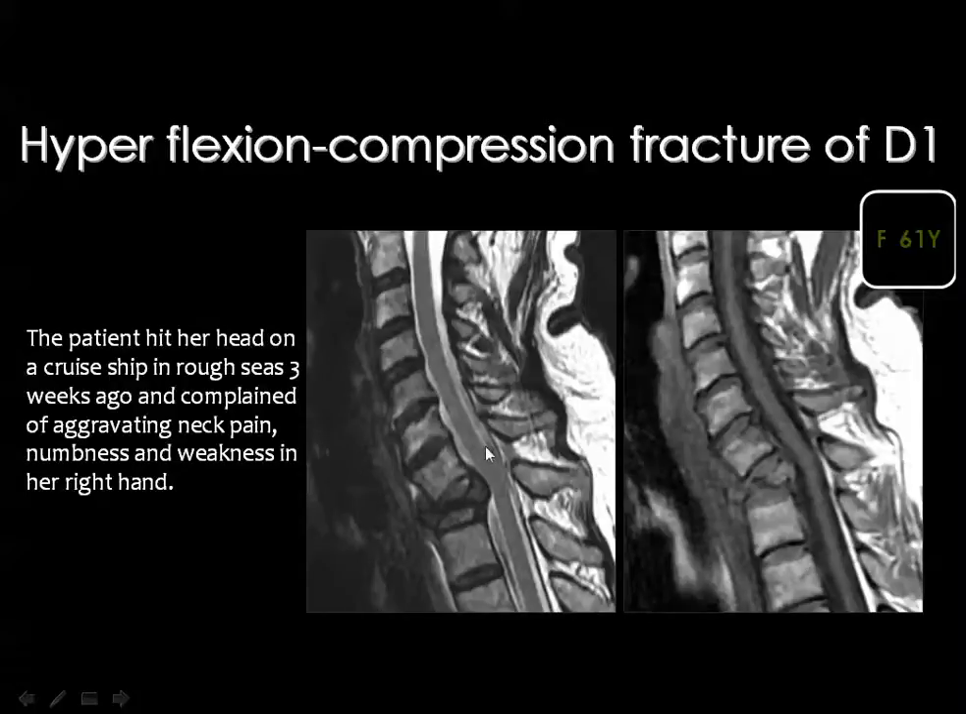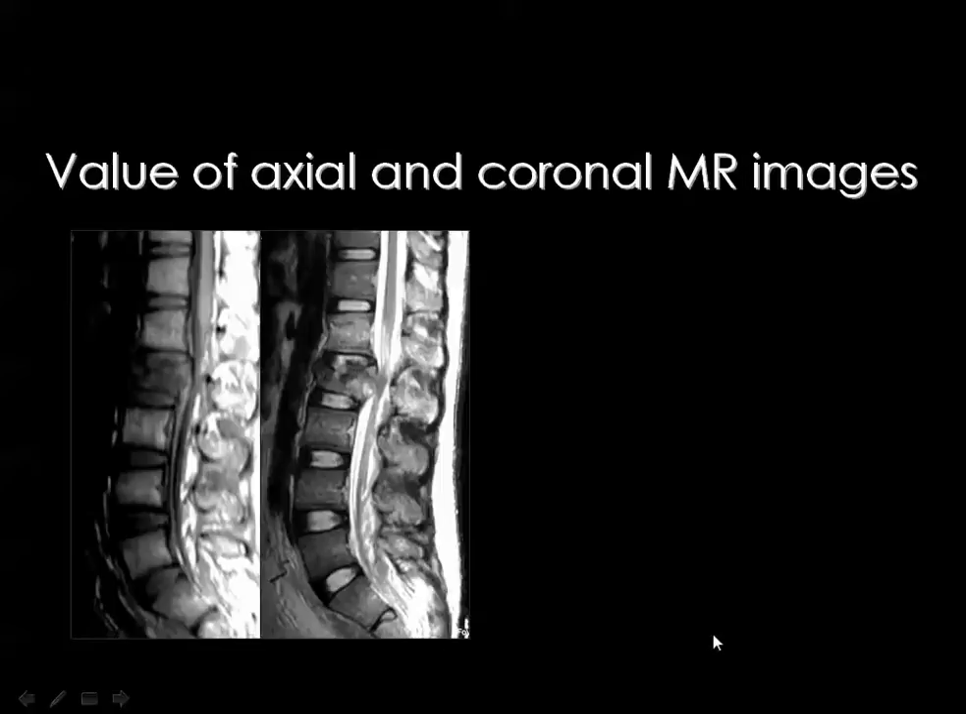You can see that the cord is a little bit compressed, but you can appreciate that the cord parenchyma is of normal signal intensity. And here is a fracture at the level of, this is L5, L4, L3, and L2. The fracture is in the form of compression with some comminution of the vertebral body, depression of the superior end plate, posterior subluxation or retropulsed bone fragment encroaching on the spinal canal.